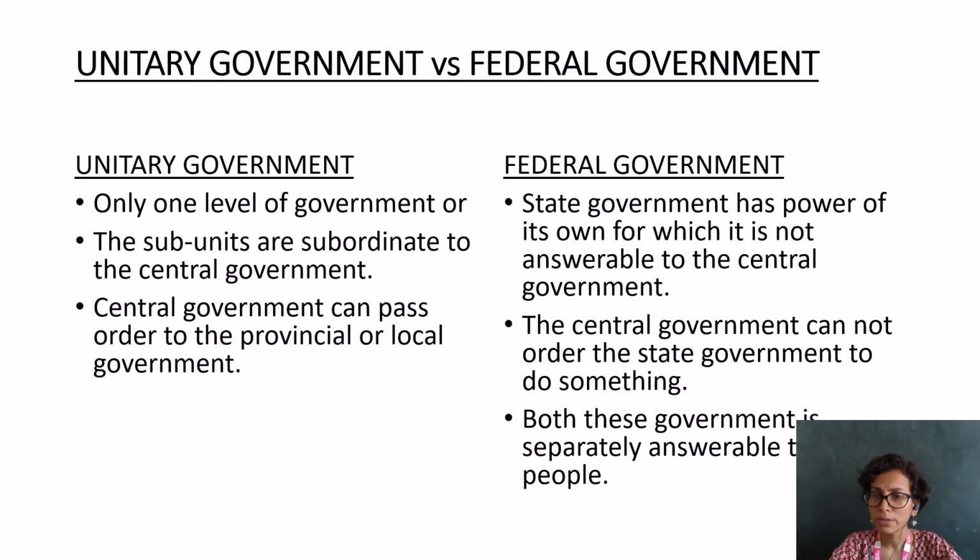So as I have told you, the major difference between the unitary and federal government is that in federal government there will be levels of government in which power will be shared between the central and the state, and the existence of the state level is not dependent on the central government. Whereas in the unitary government, even if there is more than one level of government, this second level exists because power is given to it by the unitary government.